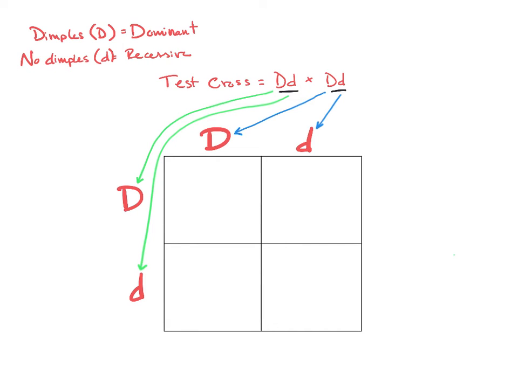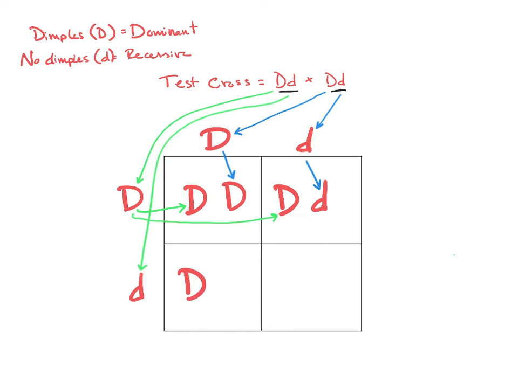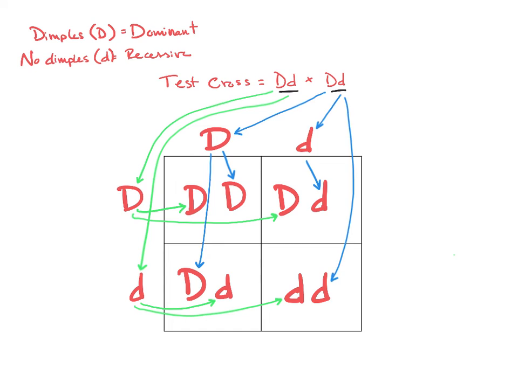Next, we will distribute our genotypes through the Punnett square. So we're going to very first have a capital D in this box from one parent and a capital D in this box from the other parent. Then we can move across. Here we'll have a capital D, small d. And then we'll move down to the second row where we're again going to get a capital D, small d. And the final box in our Punnett square has small d, small d.